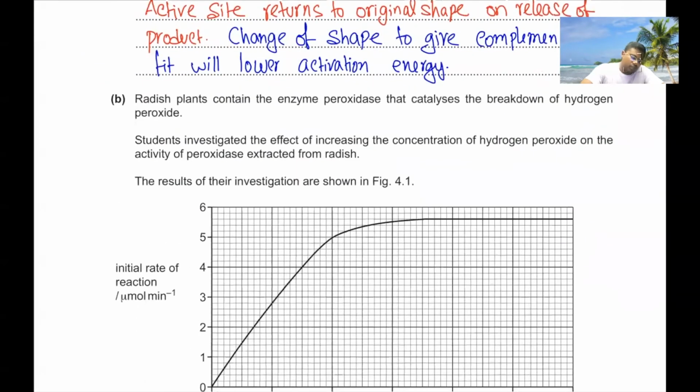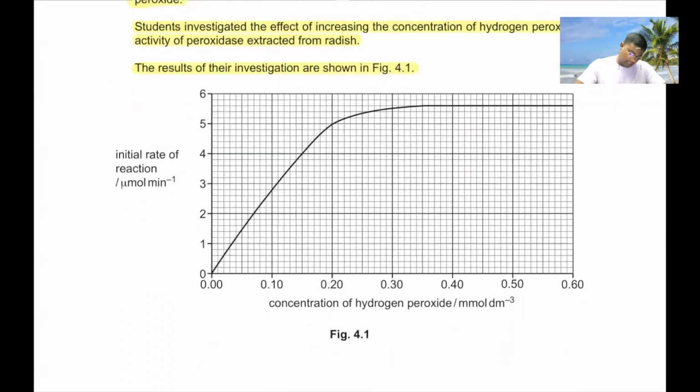Part B. Radish plants contain the enzyme peroxidase that catalyzes the breakdown of hydrogen peroxide. Students investigated the effect of increasing the concentration of hydrogen peroxide on the activity of peroxidase extracted from radish. The results of their investigation are shown in figure 4.1: initial rate of the reaction in micromole per minute, and concentration of hydrogen peroxide in millimole per dm cube.